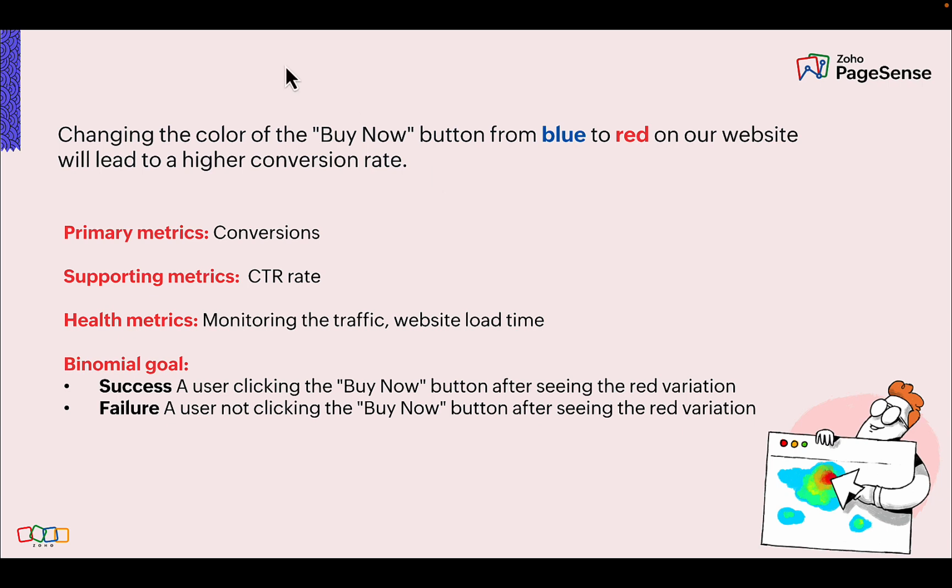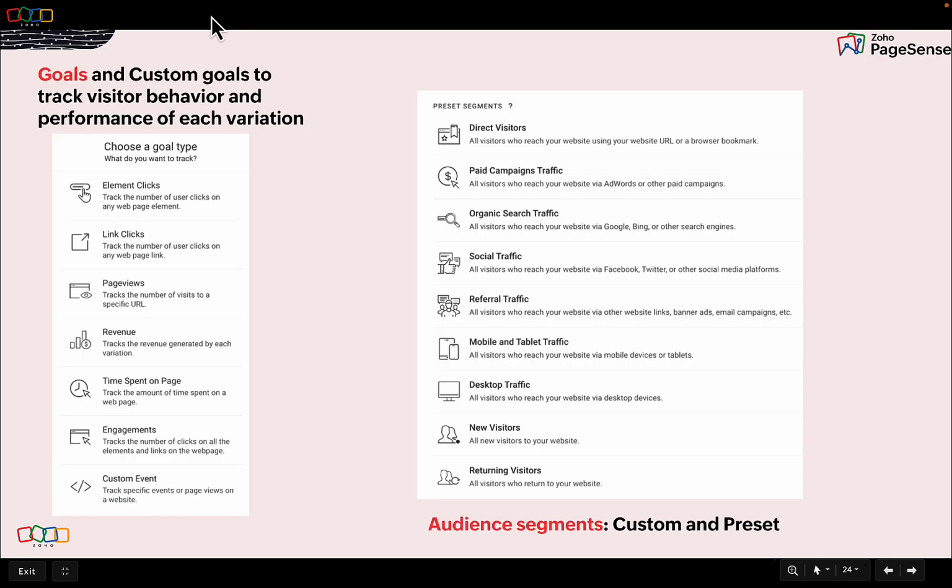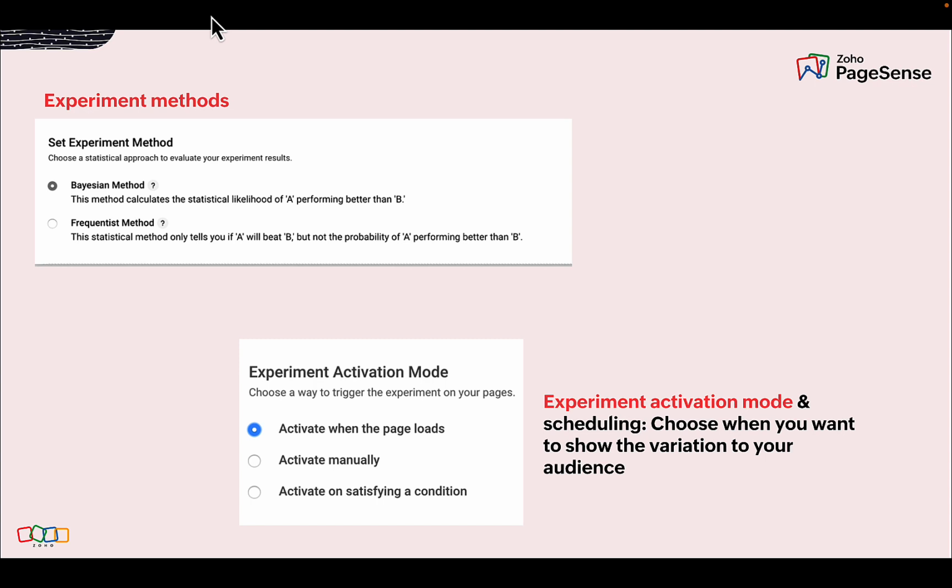Now we will dive into the advanced A/B testing features of Zoho PageSense, starting with goals and custom goals. So goals and custom goals can be used to track which variation is performing best and to identify areas where improvement is needed. It also offers custom and predefined audience segments to help you create more targeted and effective experiments for your website. PageSense offers two types of experiment methods, Bayesian and frequentist, and we also have three types of experiment activation mode that allows you to choose when you want to show the variation to your audience.